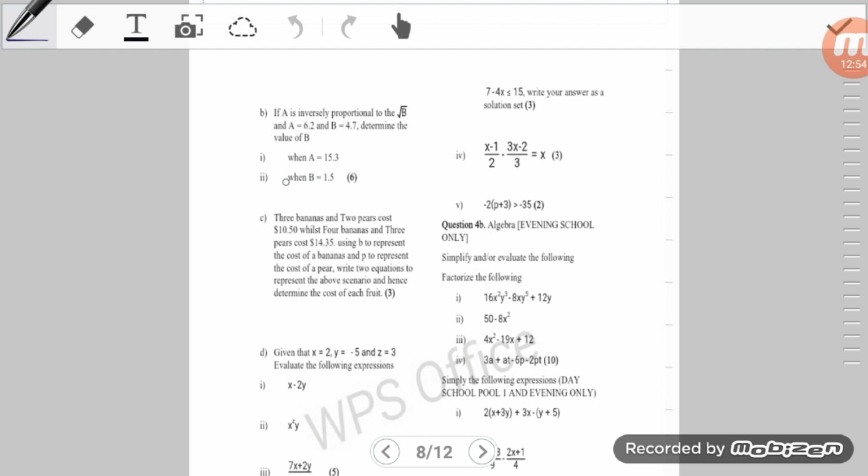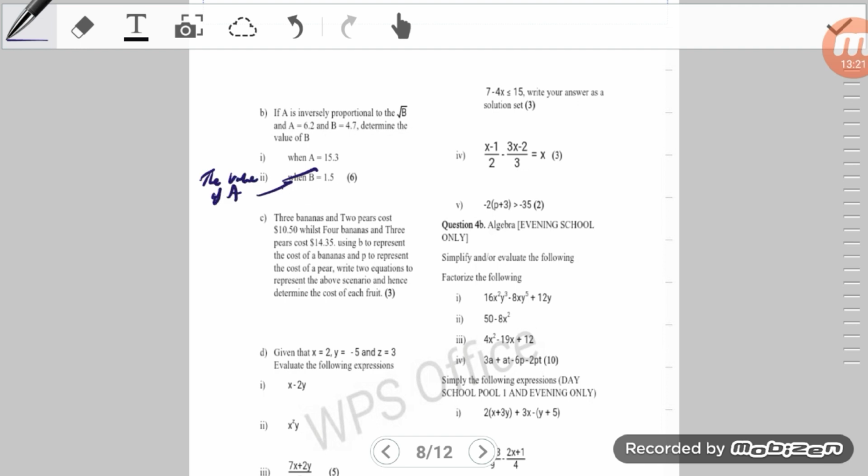I believe I made an error here. I wanted you to find the value of B when A is 15.3, and I wanted to find the value of A when B is equal to 1.5. All right, okay, so here we go.